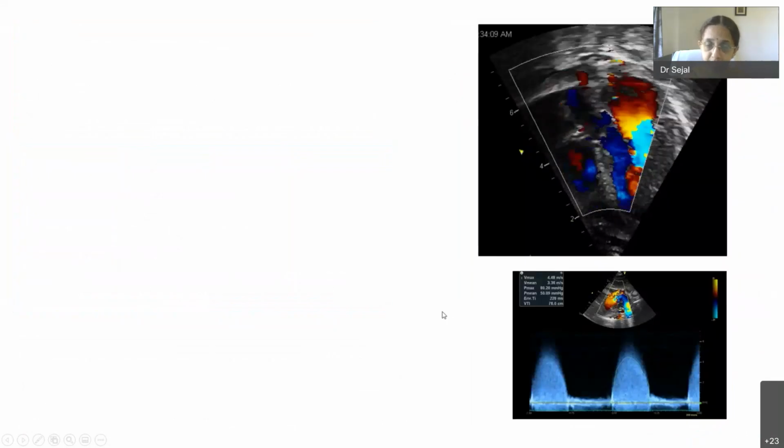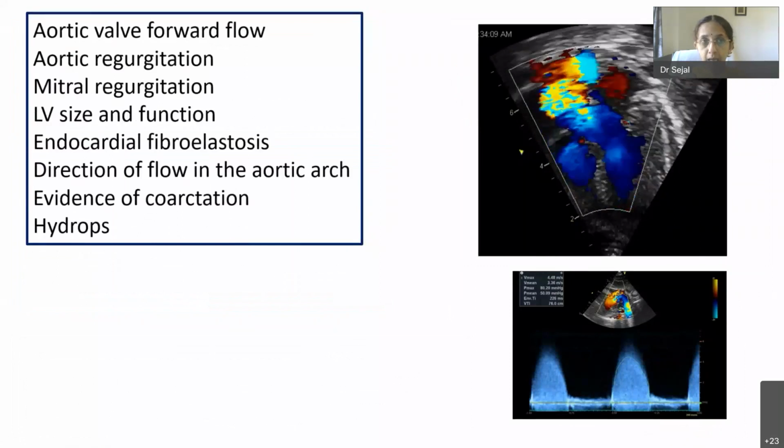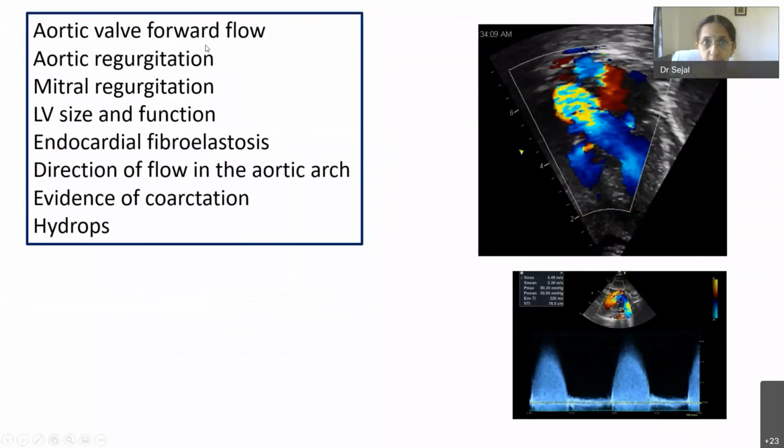So when I see something like this in fetal life, what all will I pay attention to? Am I documenting forward flow across the aortic valve, or is it almost atretic? Do I have aortic regurgitation? This could point towards a possibility of a dysplastic aortic valve or a unicuspid aortic valve, where the response to balloon is not going to be much.